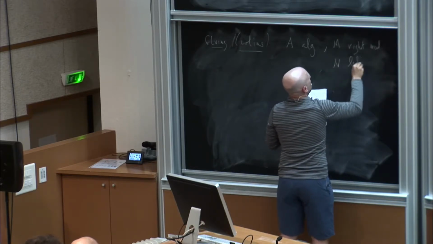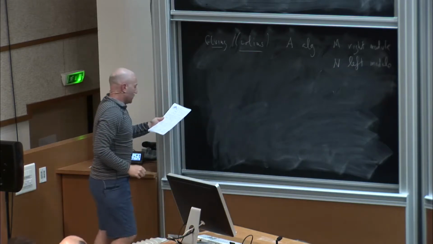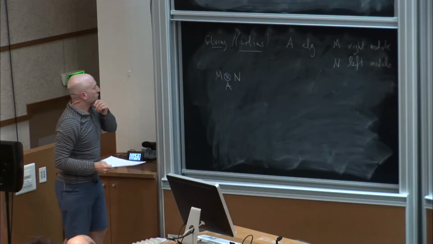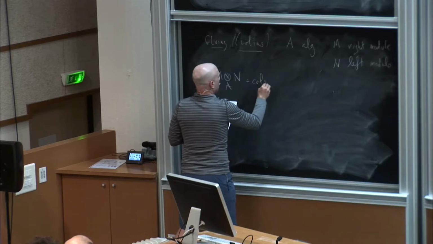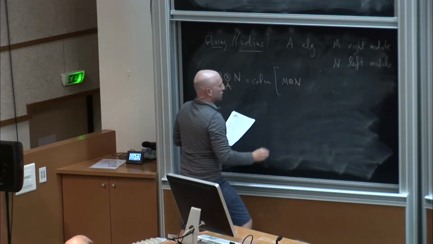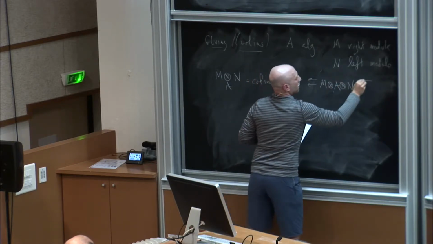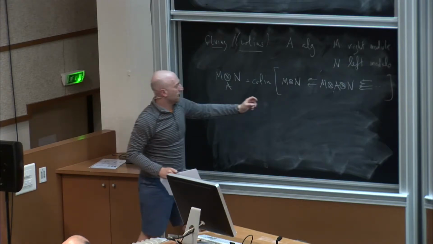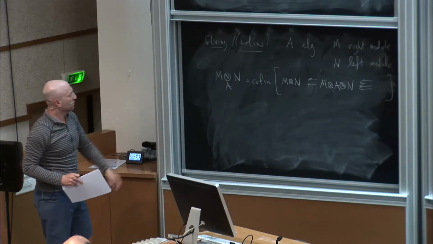and N is a left module. Then you can form their tensor product, which in some situations is just given by the colimit of the standard simplicial diagram, where you take the naive or absolute tensor, and then you look at the two possible actions there and co-equalize them. In other words, this is the universal category in which you've made the action of A on M and the action of A on N the same, as a universal quotient.